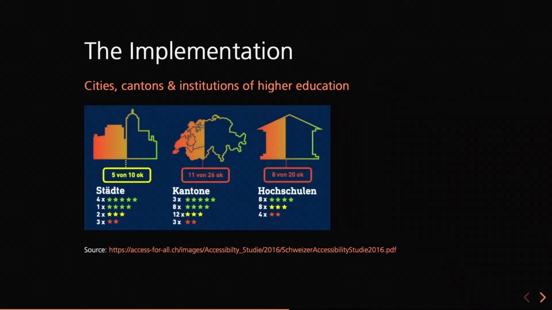And then we can move to the ones which have less obligations. For example, all the cities, cantons, and institutions of higher education. So, of course, also ETH would be included in this. And there you can see that it already looks much worse. So only half of those institutions really provide accessible services.